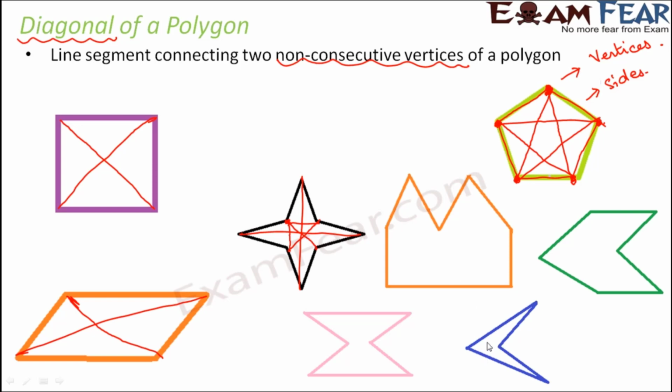Similarly, in these figures, if you look at a simpler concave polygon, here these 2 points, if joined together, can form a diagonal. So this is how you determine the diagonal of a polygon.